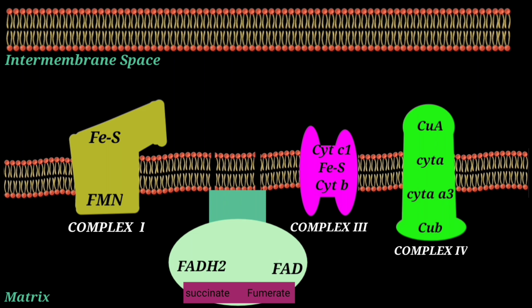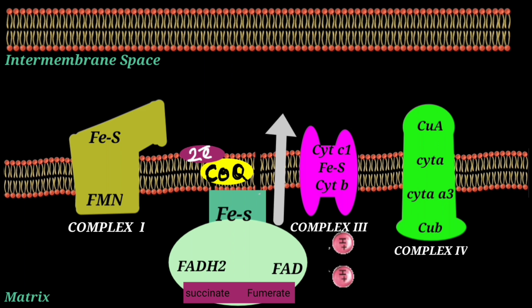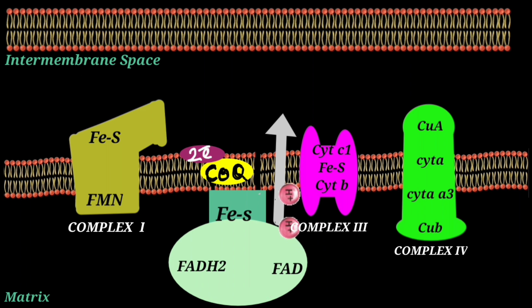The electrons from the FADH2 are received by the iron sulfur cluster. Finally, these electrons are received by the ubiquinone. Thus, ubiquinone is reduced into ubiquinol. The energy released from the electrons is used to drive the protons from the matrix into the intermembrane space. Thus, a total of 4 protons are pumped into the intermembrane space from the matrix.